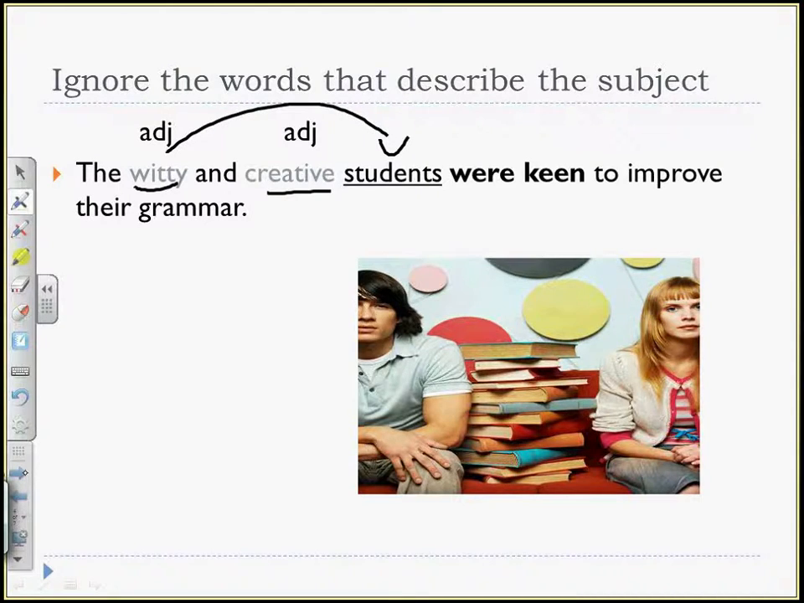The subject of the sentence is students. Because you can't have a sentence that says the witty and creative were keen to improve their grammar. It doesn't make sense because it's missing a subject. So when you're trying to find the subject of the sentence, get rid of those adjectives and go straight to the thing that is doing the action, the something. So the students, and then your verb is, were keen to improve their grammar.